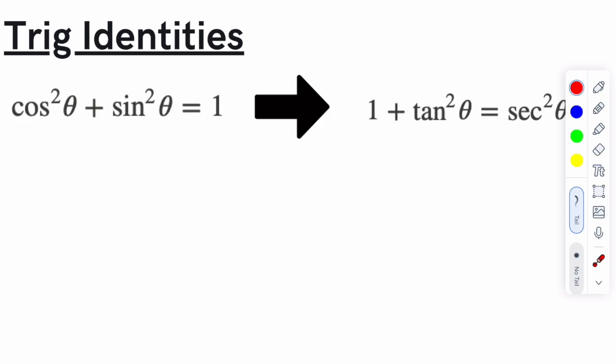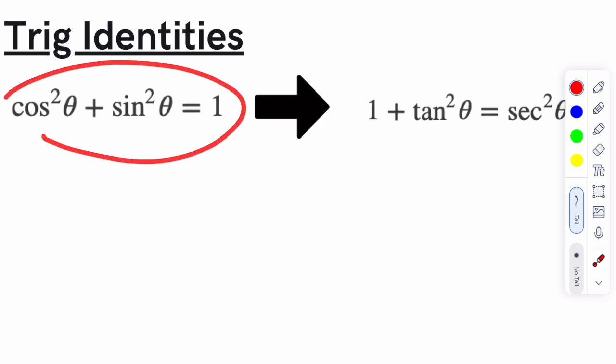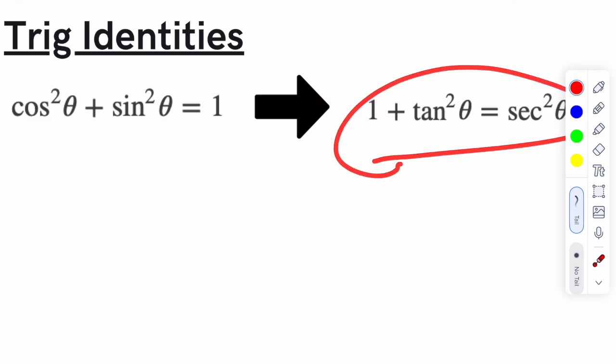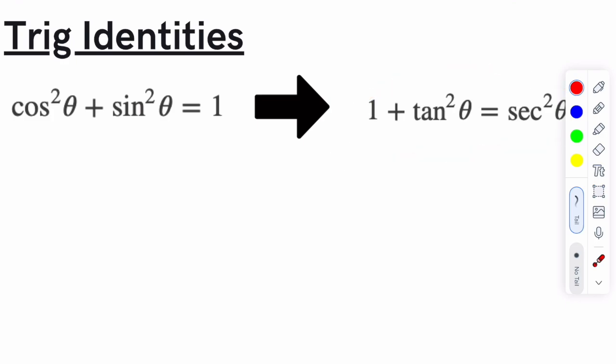So here we've got the trig identity: cos squared theta plus sine squared theta is equal to 1. We know that from the beginning, that's from AS. Now, this is also true: 1 plus tan squared theta is equal to sec squared theta. That's another trigonometric identity that's extremely important.